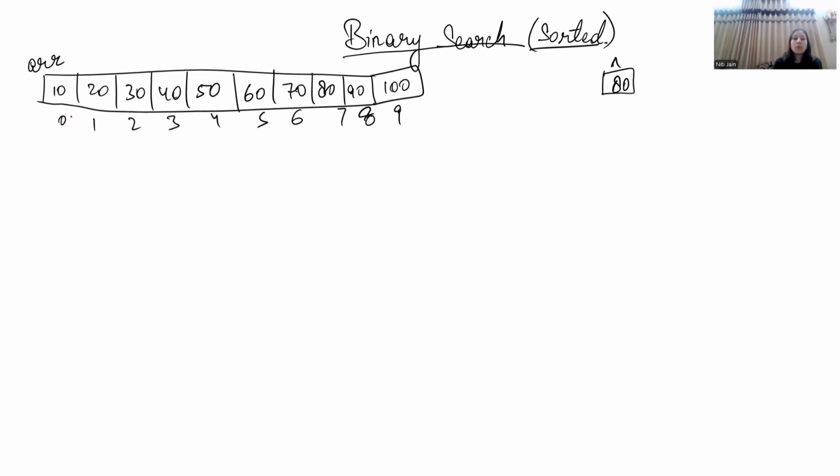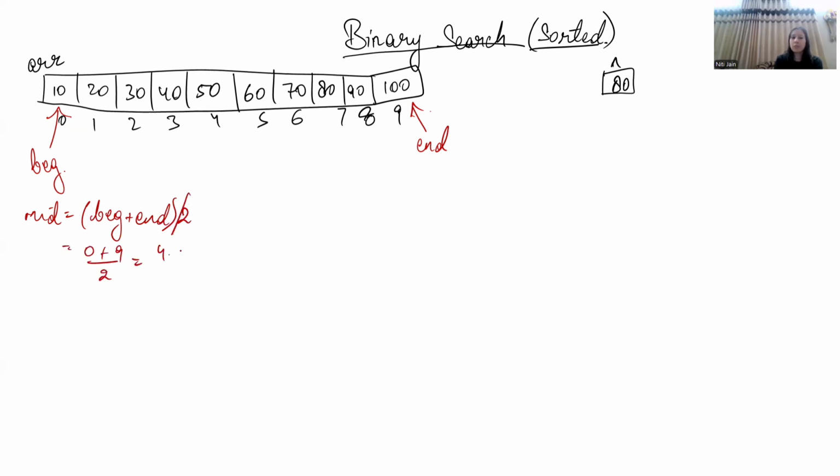Okay. So what do you do? You basically take 3 indexes: beginning at the beginning of the array, that is index 0, and end at the last index, and I will calculate mid. So what is mid? Mid is the average. I'm not taking random values, I'm calculating an average value. So mid is (beginning plus end) by 2. So it will be (0 plus 9) by 2, that is 4.5. And I will take only the integer part because the indexes are always integers. I take 4. So my mid is at index 4.